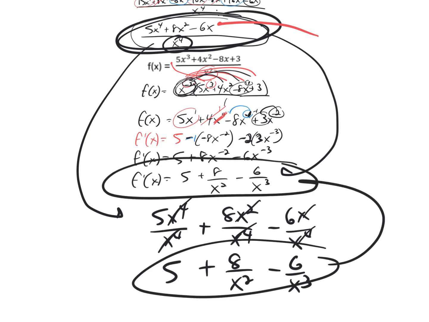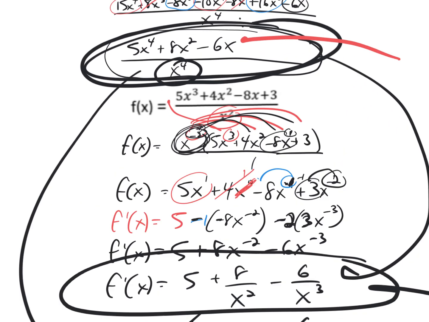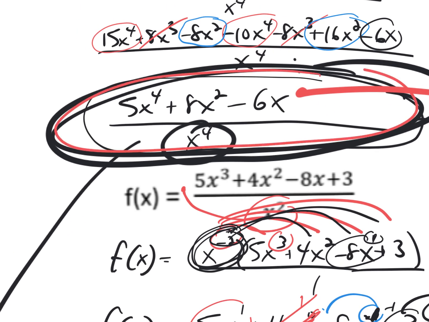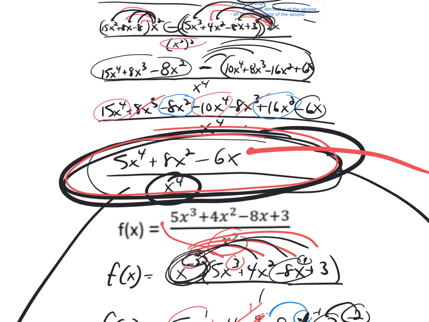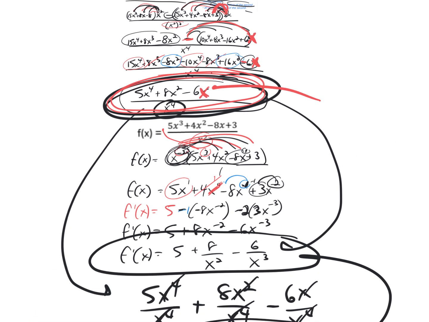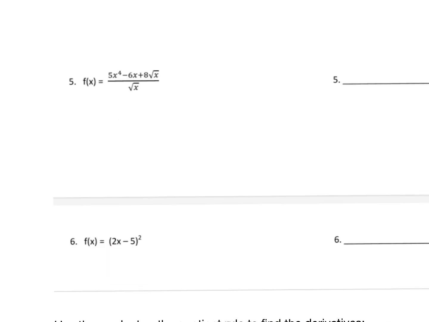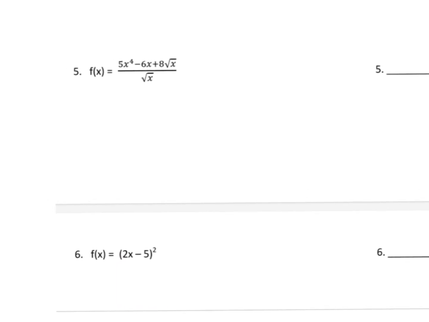So basically, your two answers that were acceptable are this, 5x to the fourth plus 8x squared minus 6x, right? Because 2x times 3 is positive 6x, and then when I distribute the negative, it's negative 6x. So there's my x. This is one form that would be marked correct, and this is another form that would be marked correct.